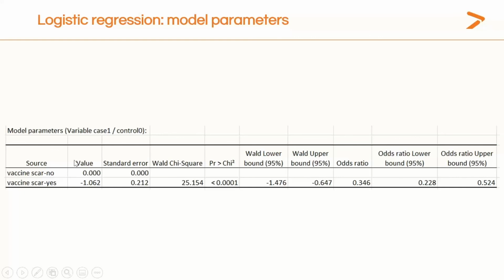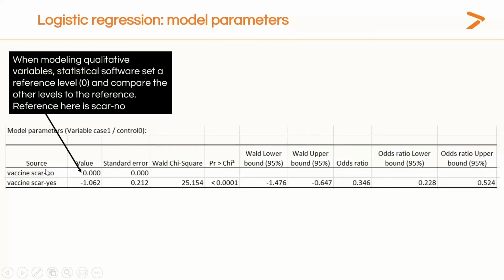So usually when you model qualitative variables statistically, the statistical software will set a baseline level for this qualitative variable. And in this case, the software chose scar no, level no, as a baseline. And all the other levels will be compared to this baseline. This is the case of yes. I'm going to give you one first interpretation of this yes coefficient here, which is easy. Then I'll give you another interpretation which is a bit more technical, okay?